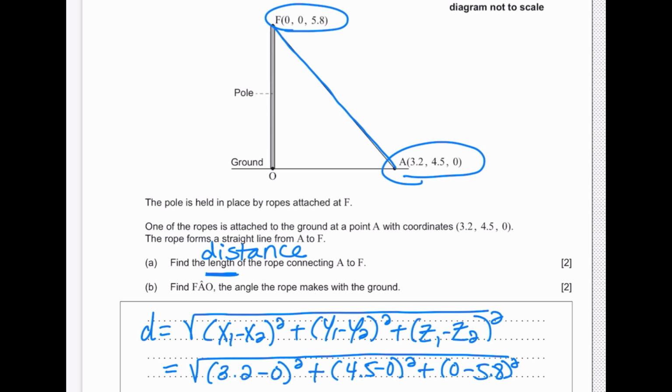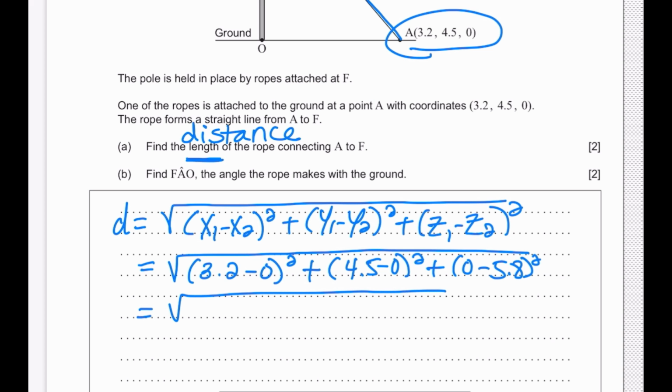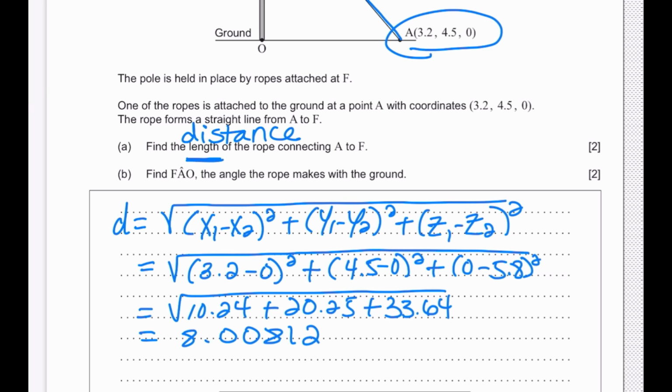This can now go into your calculator. 3.2 squared is going to be 10.24 plus 4.5 squared is 20.25 plus 5.8 squared is 33.64. Now I add this all together and I take the square root, and I'm going to get 8.00812 as my answer, which is going to be rounded to 3 significant figures at approximately 8.01. It is always a very good idea to write the entire decimal answer, or at least 5-6 decimal places, and then round to 3 significant figures unless they tell you otherwise.